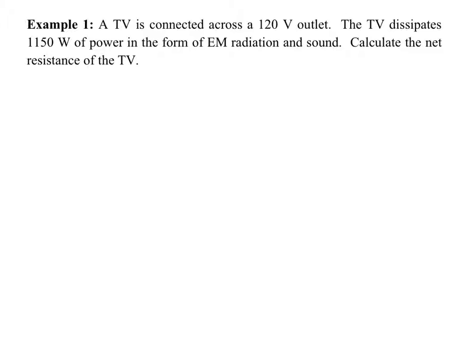Yeah, the last one. Why? Because you have V and you have P. Very good. You have the voltage coming across the outlet of 120 volts. You've got the power consumption of 1150 watts. You're trying to find the resistance. So I would definitely choose the third formula for this one. You see how this is kind of easy because you get to choose one of three formulas?